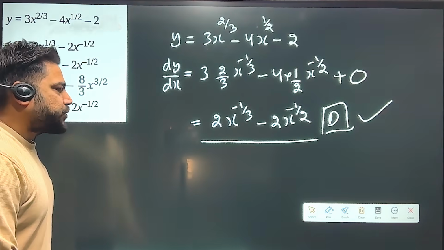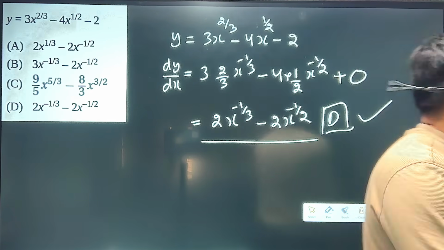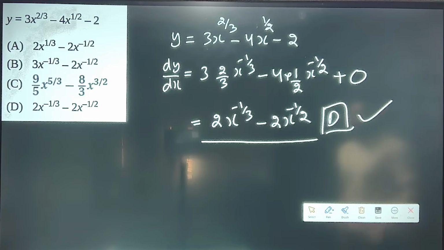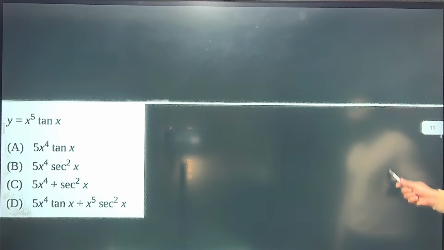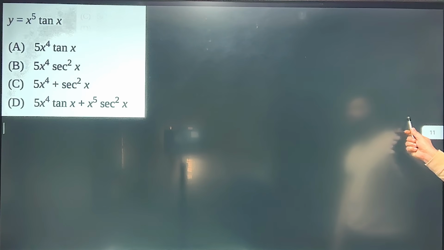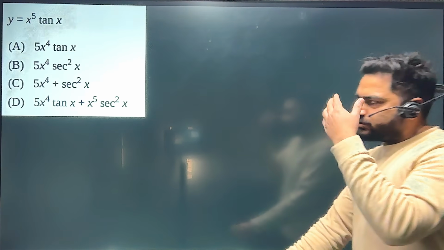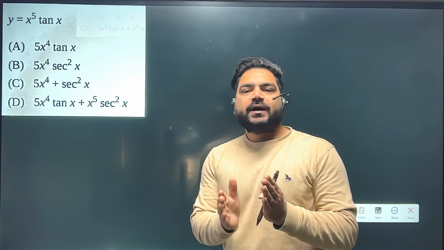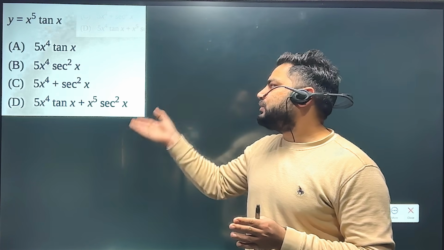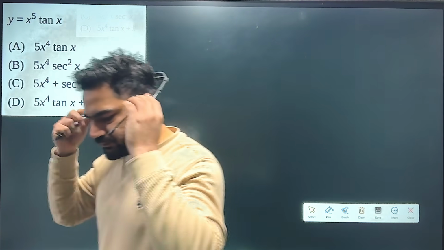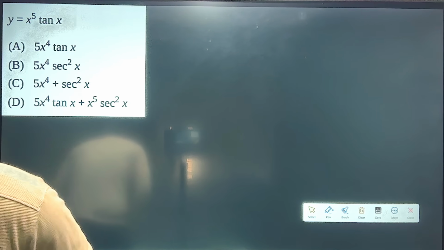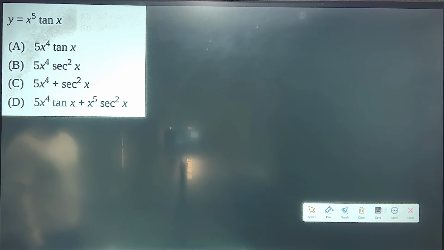Okay, so the next question I am giving you to solve. Take some time and solve it, and then I'll tell you how to solve it. This is the next question: y is equal to x power 5 and 10x. How to solve this question? Solve this question, take like 1 minute 30 seconds, and tell me what is the answer. Y is equal to x power 5 and 10x. How to do the differentiation?